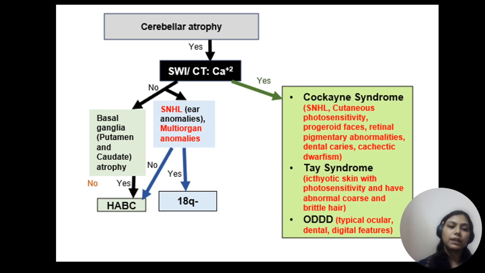If there are no calcifications and there are ear anomalies, there is presence of sensorineural hearing loss, it may be 18q deletion syndrome. If there are no such anomalies and there is no presence of calcification but there is significant basal ganglia atrophy, it can be H-ABC. Whenever there is presence of calcifications with associated cerebellar atrophy, these can be seen in Cockayne syndrome, Tay syndrome, or oculodentodigital dysplasia syndromes, and there are various clinical features which can help in clinching the diagnosis.